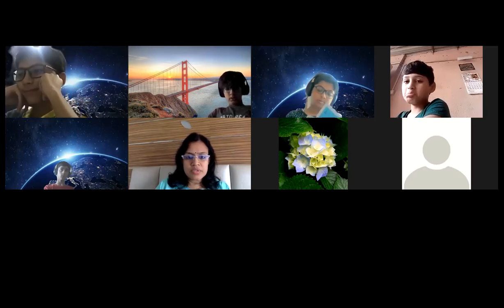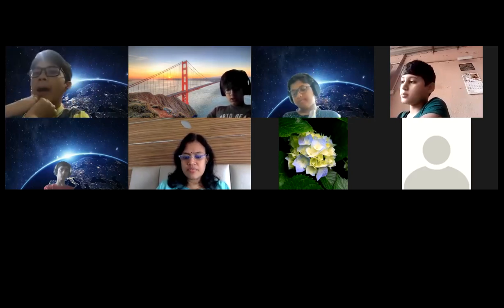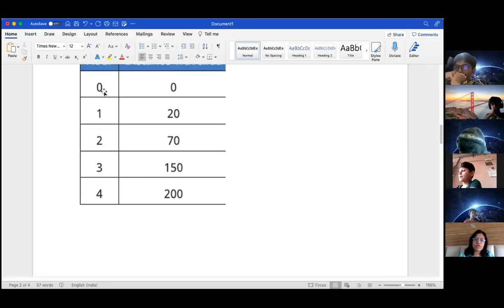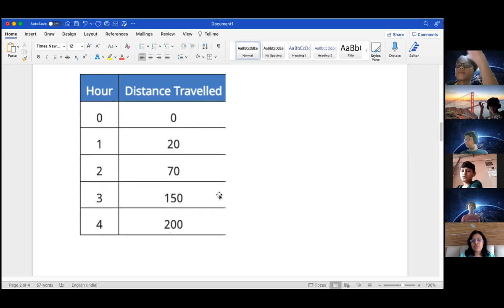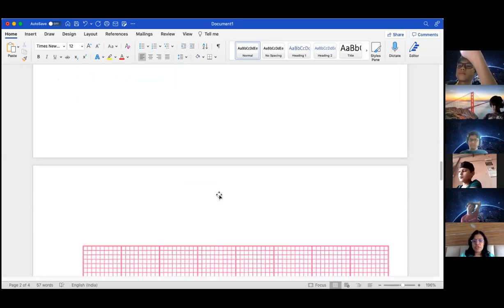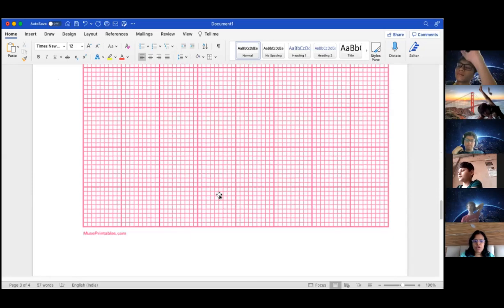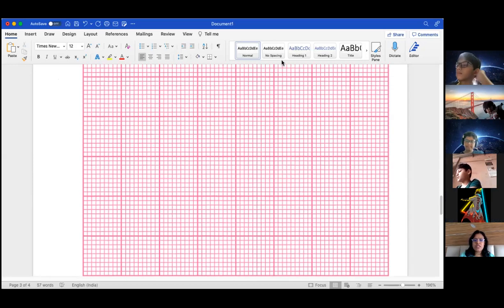See now, there is another table that we have to plot. This is 0 at 0, 1 at 20, 2 at 70, 3 at 150, 4 at 200. So we have to plot distance from 0 to 200 and time is in hours. It is not in seconds. This is kilometer and hour, so I have to write it in kilometer and hour. So let us plot the graph. Again, I'll draw two axes, x-axis and y-axis.